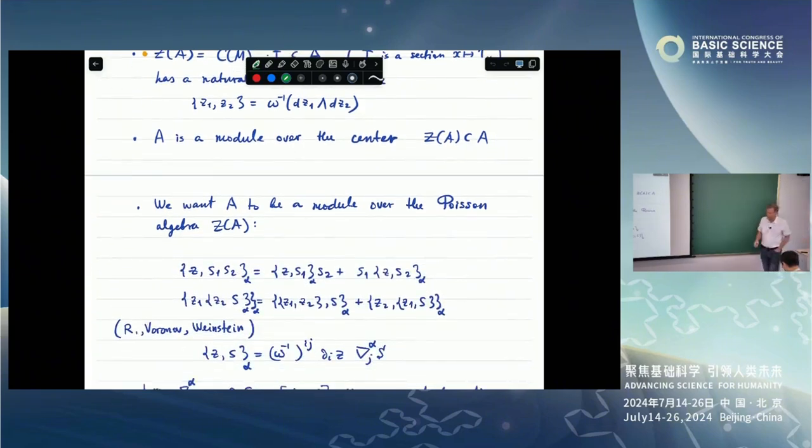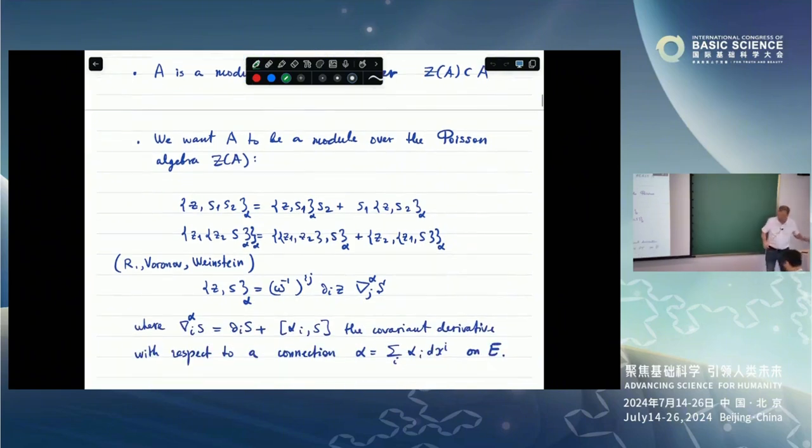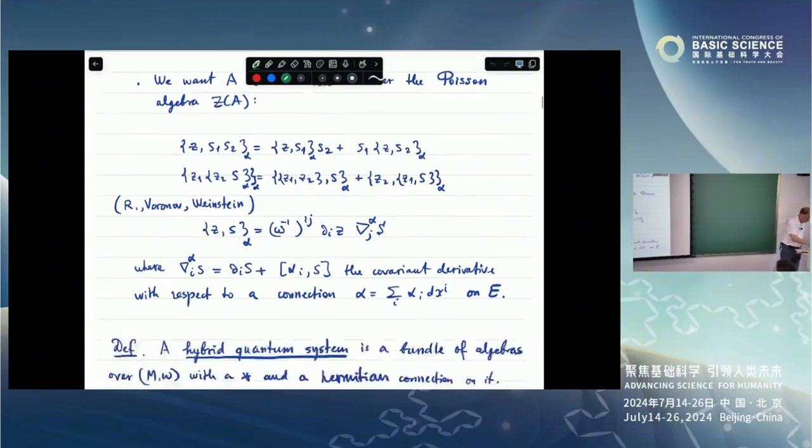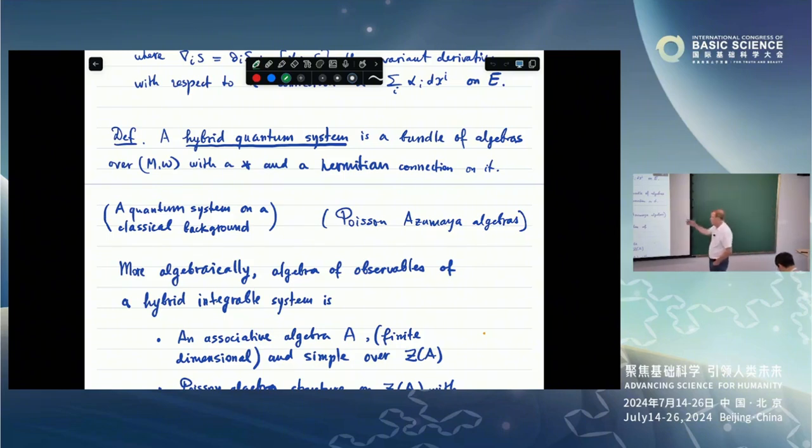But we want a little more. We want to lift the classical dynamics to this bundle of hybrid observables. For this, we need a Poisson bracket between generic sections and central elements. For this Poisson bracket, you can simply use again the Poisson tensor, and you just need extra data, a connection on the phase space, and then the Poisson bracket of the central element with any section is just the usual Poisson bracket, where in the second term you use the covariant derivative with respect to this connection. So here is the definition of simple hybrid systems. It's the bundle of algebras with star structure and a Hermitian connection. That's the mathematical essence of this.